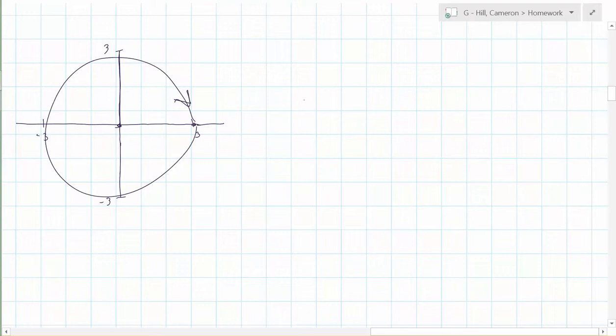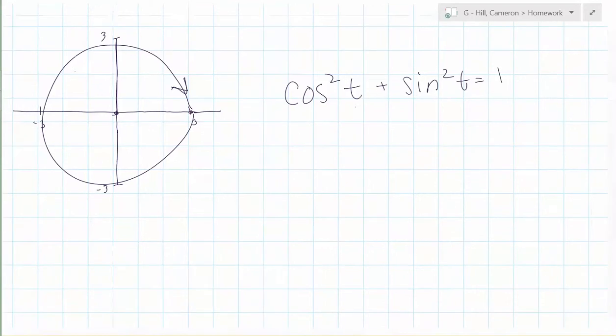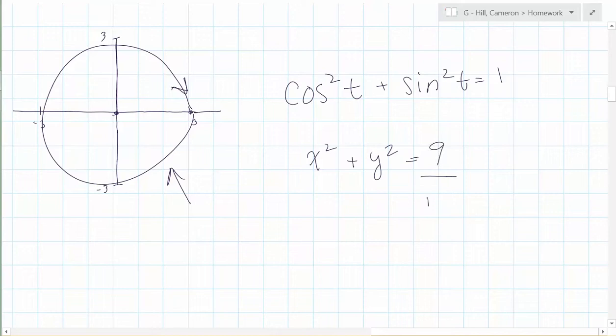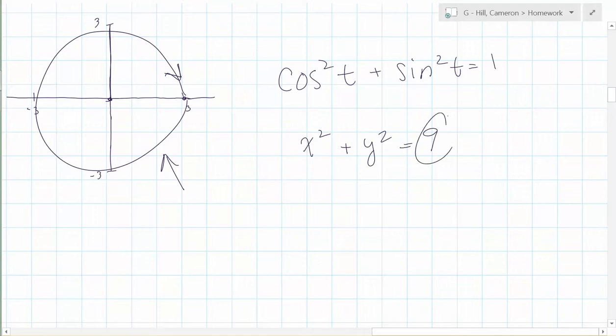So first, we know that cosine squared t plus sine squared t equals 1. Now we're going to write a regular equation for this circle using x's and y's. So x squared plus y squared equals 9 because this is r squared and r is 3. However, we want to make this 9 turn into a 1, so we're going to divide through by 9. So 1/9 x squared plus 1/9 y squared equals 1.